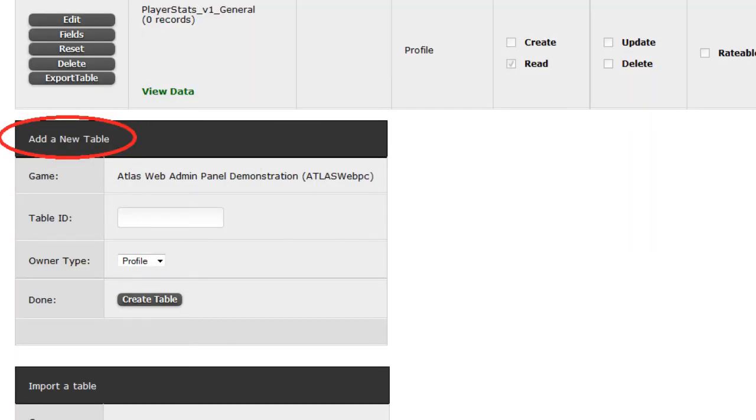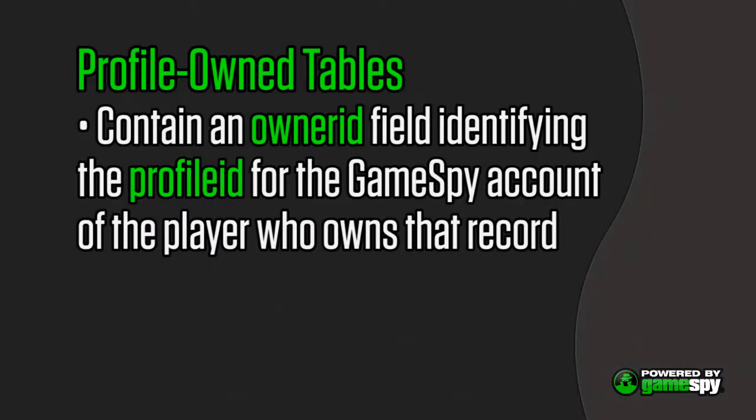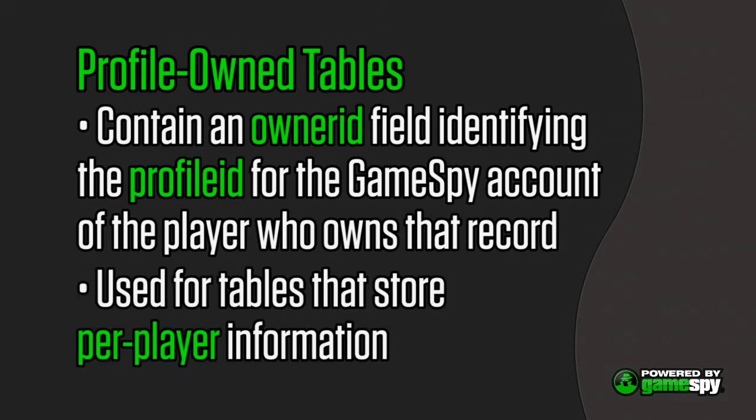The Add a New Table box can be used to create a new table. The table ID and the owner type must be specified when creating a new Saki table. All other properties can be set after the table has been created. Profile-owned tables contain an owner ID field, which identifies the profile ID for the GameSpy account of the player who owns that record. These are used for tables that store per-player information, which means that each record in a profile-owned table is owned by one player.